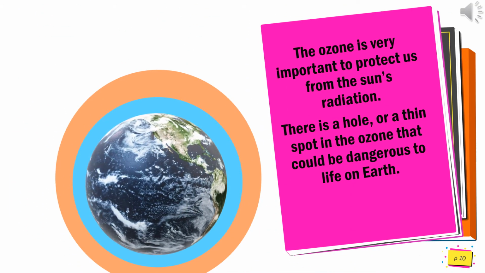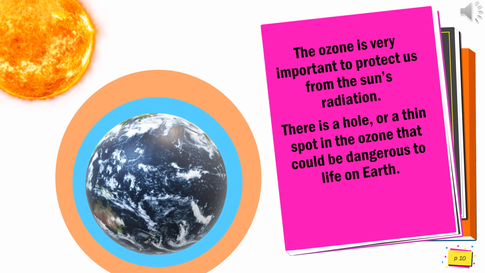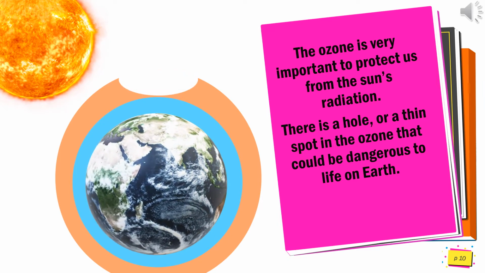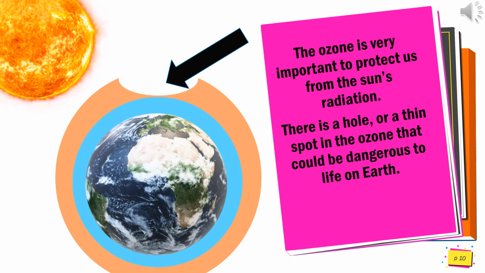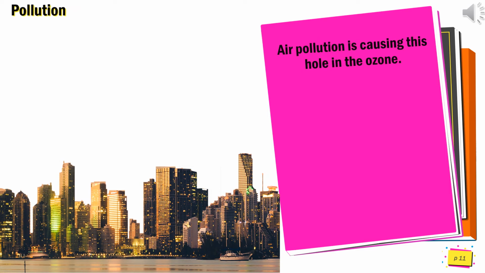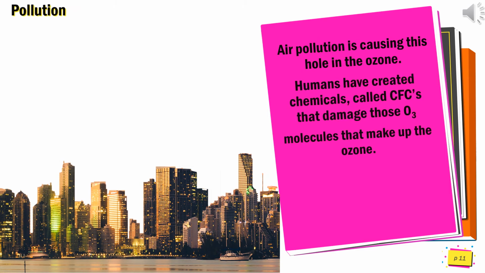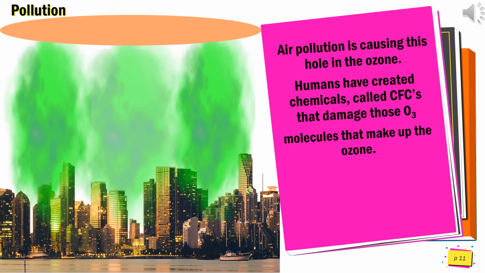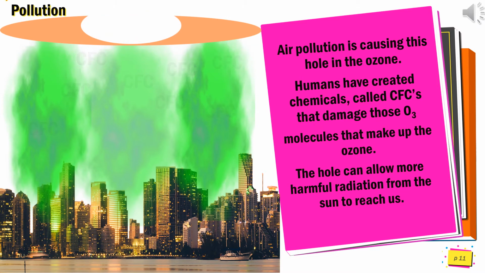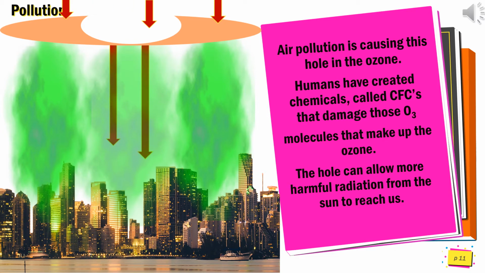So we've learned that the ozone is very important to protect us from the sun's radiation. But there is a hole, or really a thin spot, in the ozone that could be dangerous to life on Earth. So what is causing this hole in the ozone? It's pollution. Air pollution is causing the hole in the ozone layer. Humans have created chemicals called CFCs that damage those O3 molecules that make up the ozone. The hole could allow more harmful radiation from the sun to reach us.